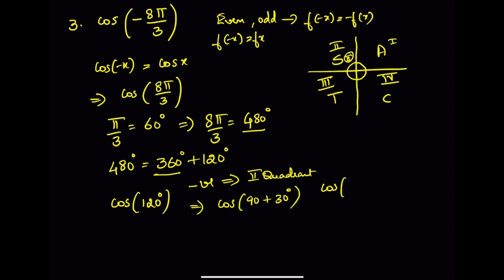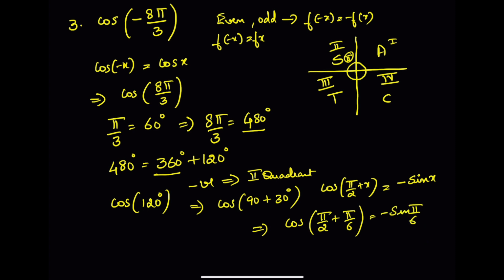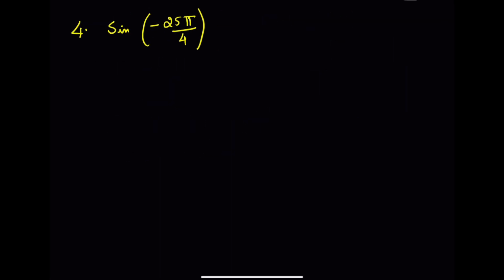So what is cos of pi by 2 plus x? It is minus sine x. Correct? So this would change to cos of pi by 2 plus pi by 6, which is minus sine of pi by 6, which is minus 1 by 2, because sine 30 is equal to 1 by 2 and there is a negative, so it is minus 1 by 2. So this is how we can solve cos of minus 8 pi by 3. Let's solve the fourth problem.